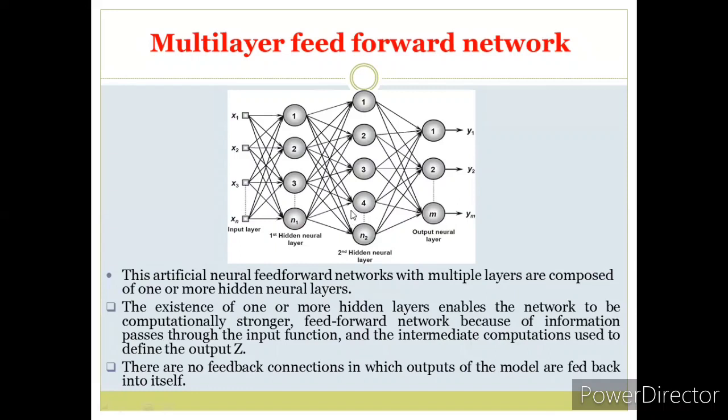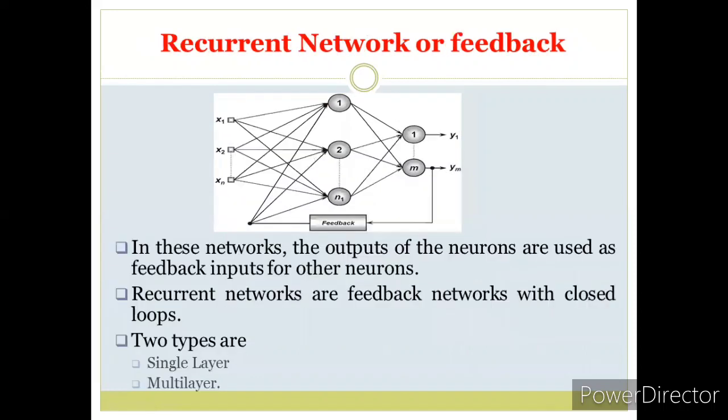As we all know, the important computation is performed in the hidden layer, and the operation performed in the hidden layer passes the information to the output layer. There is no feedback present in this. So there are no feedback connections in which the output of the model is fed back to itself. That's why we call it a multi-layer feed forward network, because it moves only in one direction.